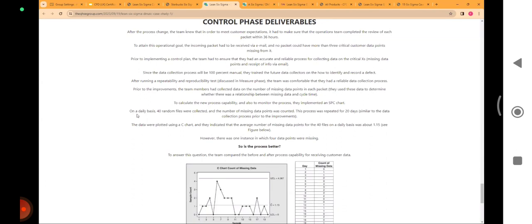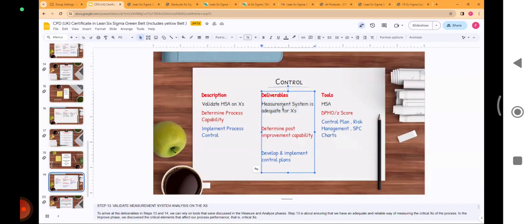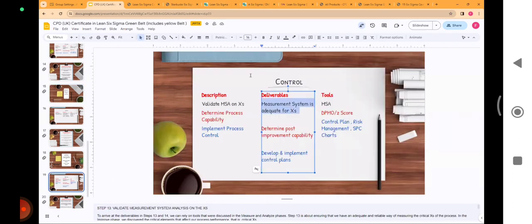So here, the measurement system, what they did in this case, on a daily basis, 40 random files were collected and the number of missing data points was counted. This process was repeated for 20 days. As you can see, they are looking for these missing data points here. That is basically measuring these X's. And why are they doing that? Because they want to determine whether or not these solutions that have been suggested are actually solving those root causes that have been identified.